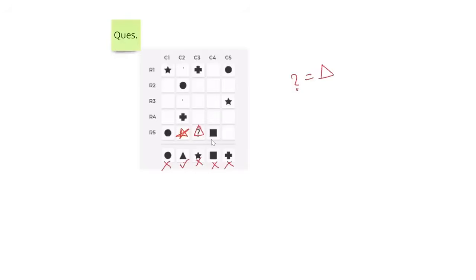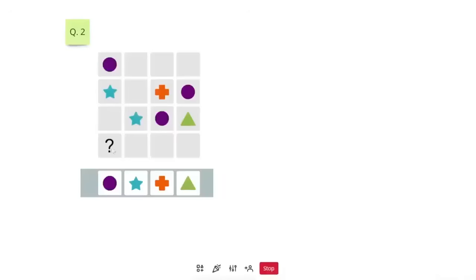Moving on to the next one. Let's look at this question. We have the question mark in row 4th, and we have to select one of the signs from the given options. Let's see. First of all, star and circle cannot come because star and circle are already coming in this column. So we cannot have two same signs in the same column. So we have eliminated both of these.